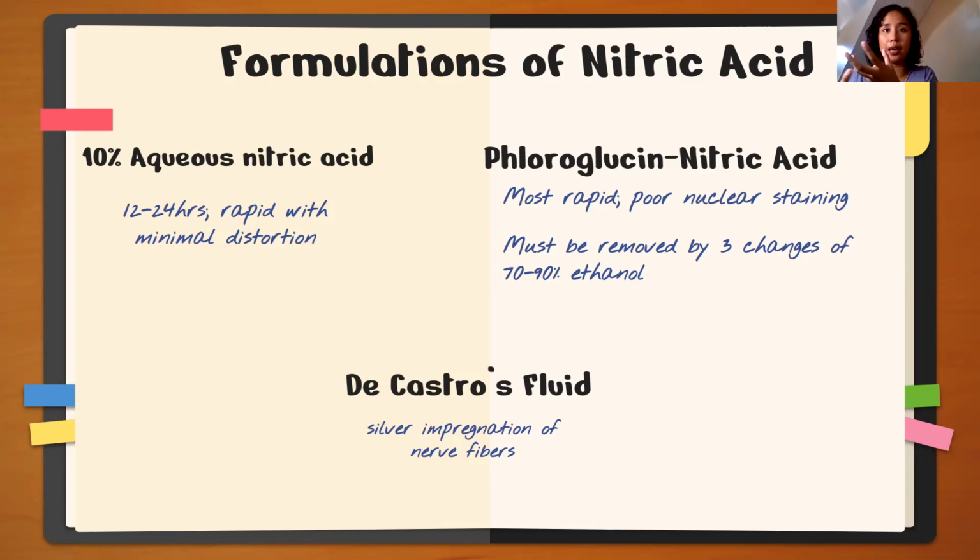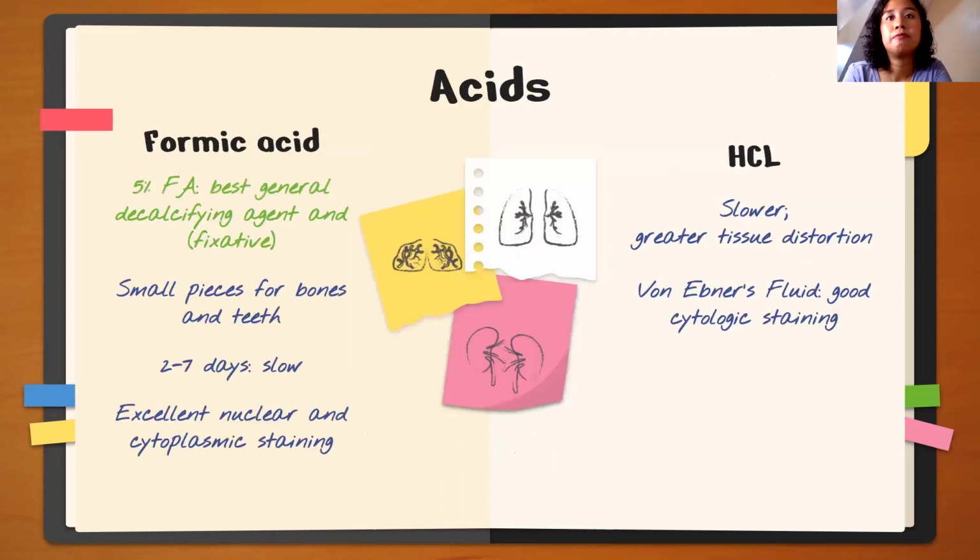So you have 3 containers. In the first, put it in 70% ethanol. In the second, 70, then 80, then 90% ethanol, to wash out the nitric acid completely. Because if you do not wash out the acid completely, it could affect the staining. The phloroglucin also enhances silver impregnation of nerve fibers.